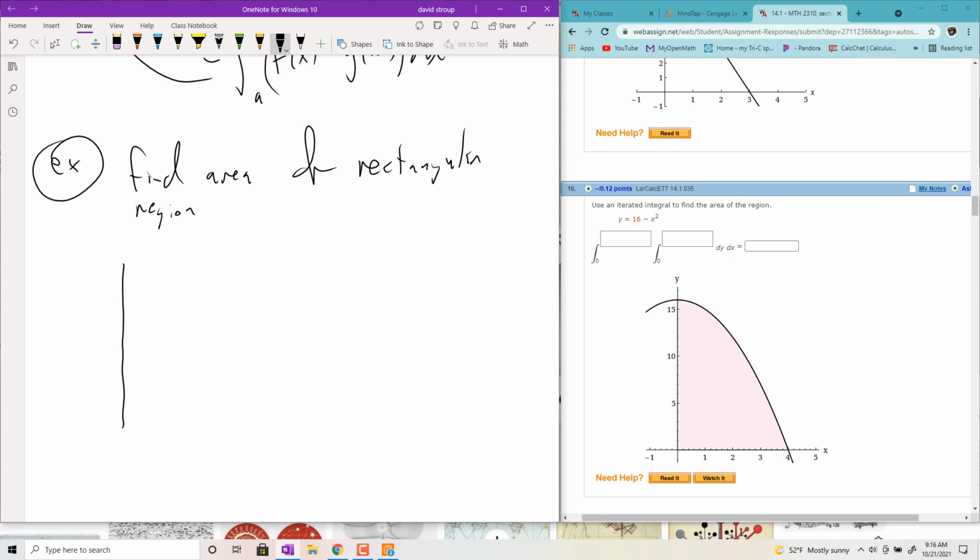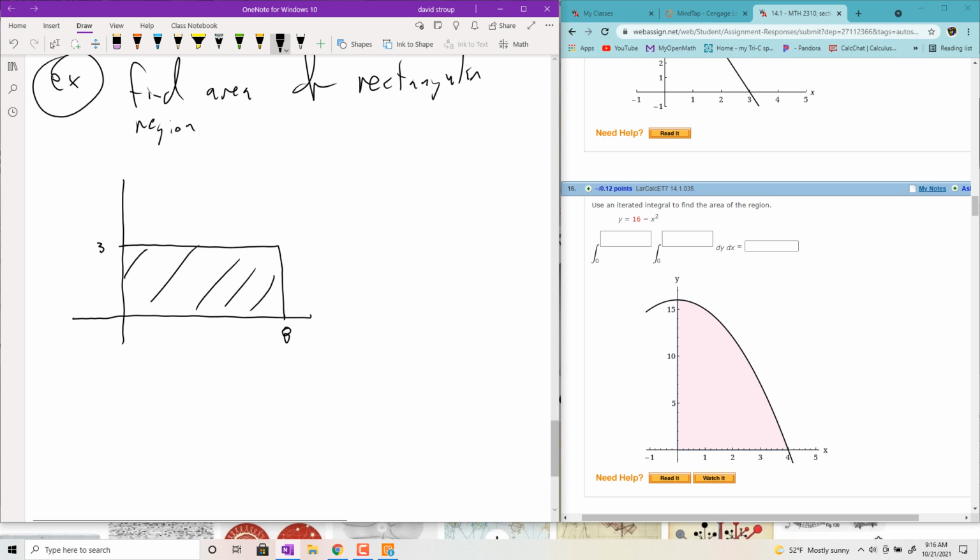And there's nothing sacred about the order that you do it in. You could do dx dy or dy dx with these really, really simple regions like what we have. In this case, it's not going to matter. So let's pretend we have this region that we want to figure the area of. We know the area, of course, is just 24, but let's see if we can use a double integral to figure out the area.